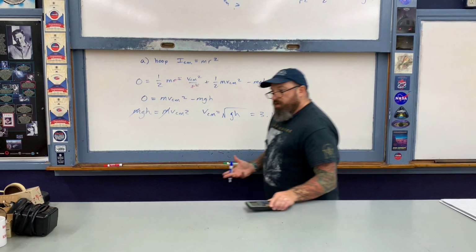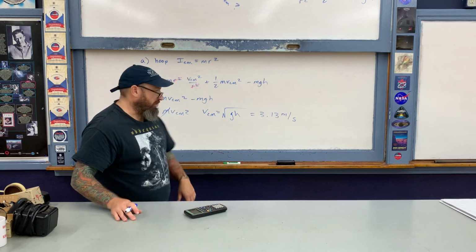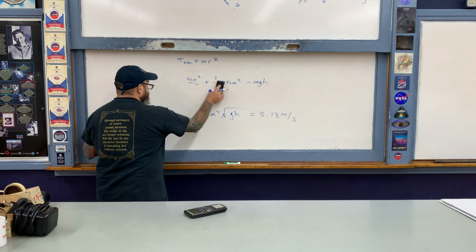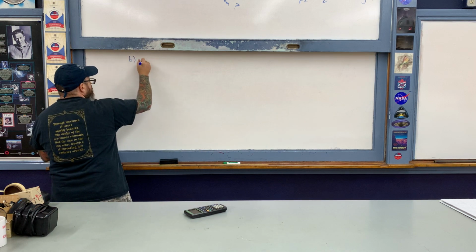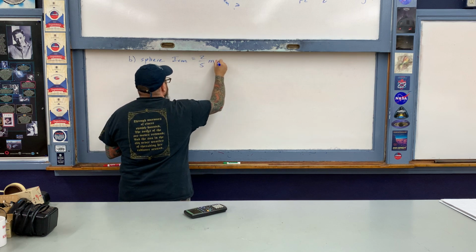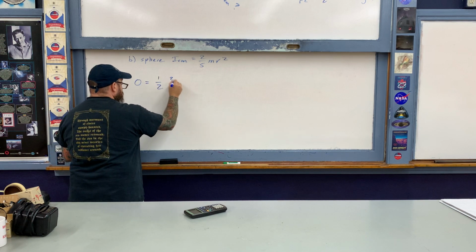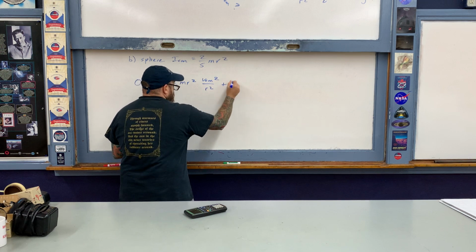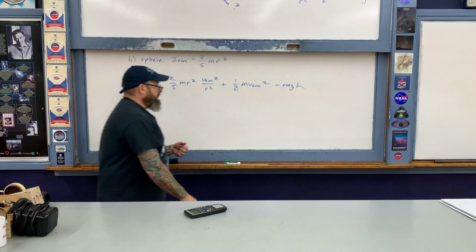Okay, so in part B, we have a sphere. So then therefore we have to change the value of I_CM. It's 2/5 MR squared. So let's go ahead and back up. Okay, so for part B, the sphere, I_CM for the sphere is 2/5 MR squared, and now let's go back up to our expression and plug in. So 0 equals 1/2 times I_CM times then V_CM squared over R squared, and then here's the translational kinetic energy and the potential energy, like so.